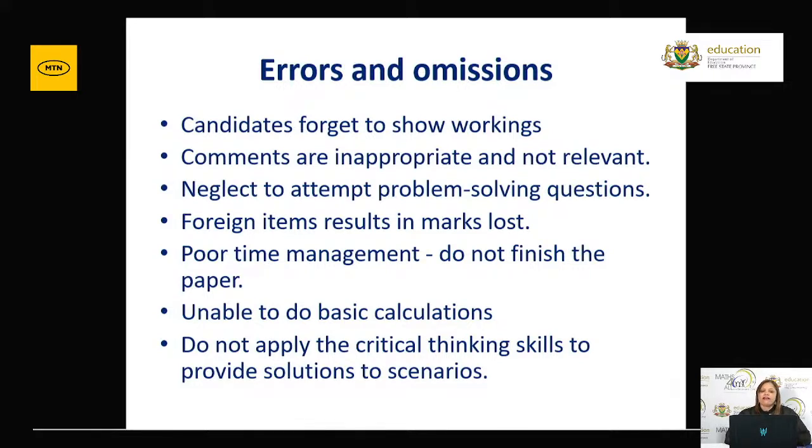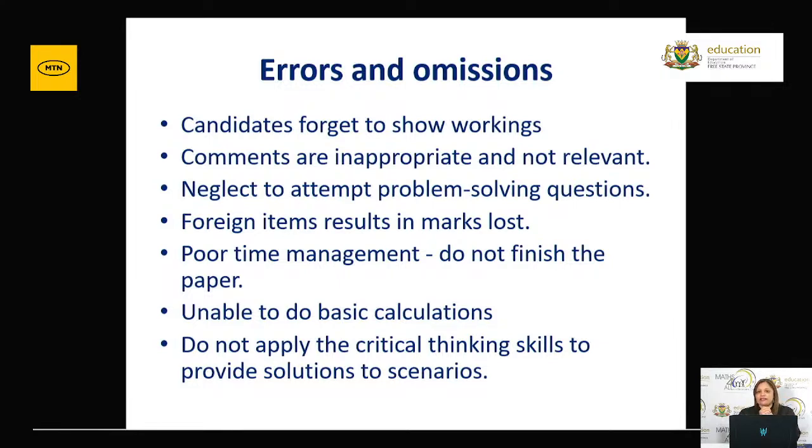Comments are sometimes inappropriate and not relevant. I say to you, attempt every question, answer everything, but surely I cannot give a mark if the comment is totally inappropriate or not relevant. For example, your favorite one: the employee stole some cash. What to do?